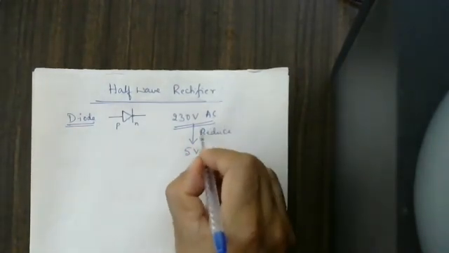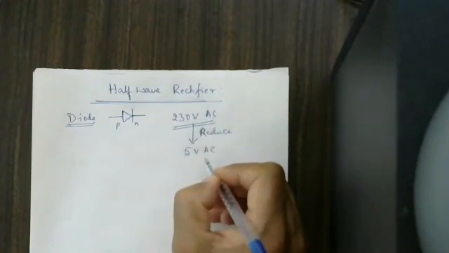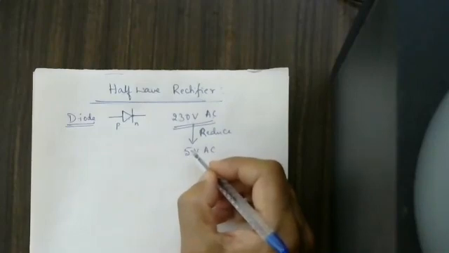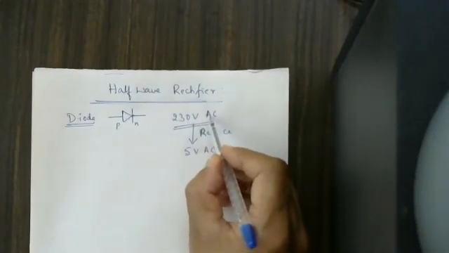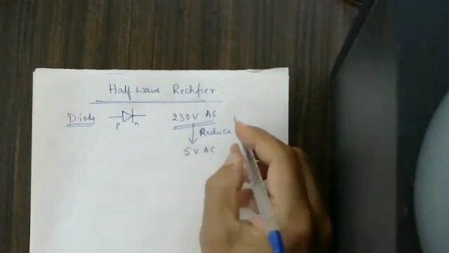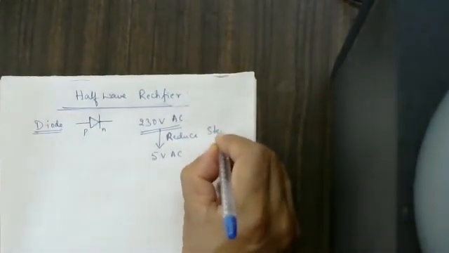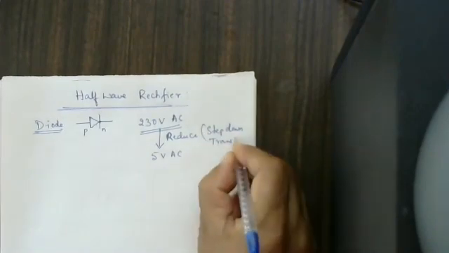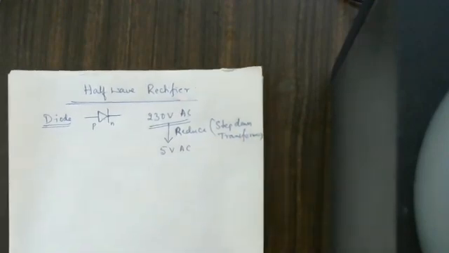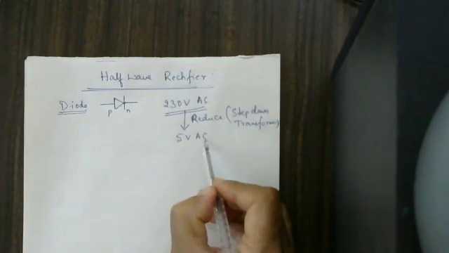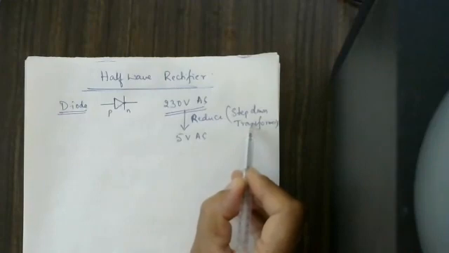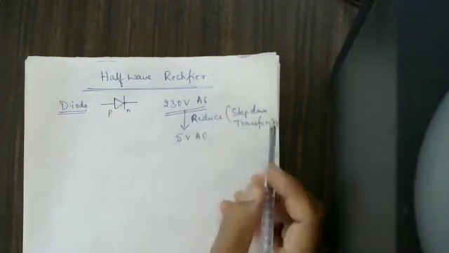If you want to reduce 230 volts AC to 5 volts AC here, we are supposed to use a transformer. A step down transformer: higher voltage of AC to lower voltage of AC. Then only AC to AC will convert. A transformer works only under AC. A transformer will not work under DC. Why? I will explain that in the AC theory.